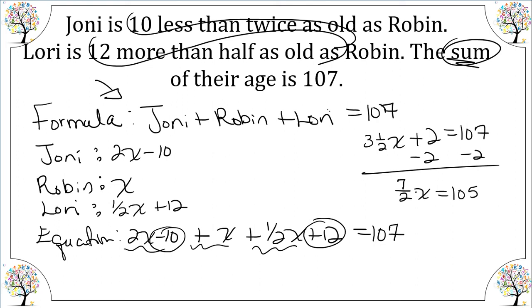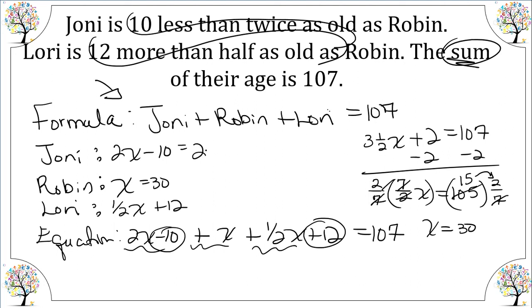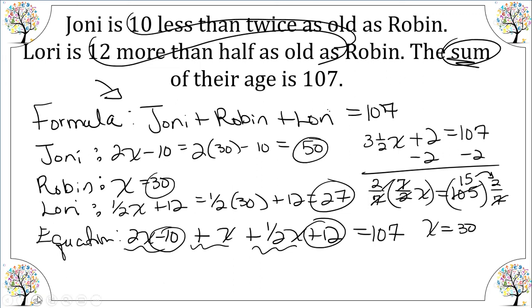To undo multiplication of a fraction, you multiply by the reciprocal. The 7's cancel, the 2's cancel, x equals 7 divides into 105 15 times, and 15 times 2 is 30. So Robin is 30, where Joni is 2 times the 30 minus 10. So that's 60 minus 10 is 50, and Lori is half of 30, which is 15 plus 12, so that makes her 27. So those are their ages.